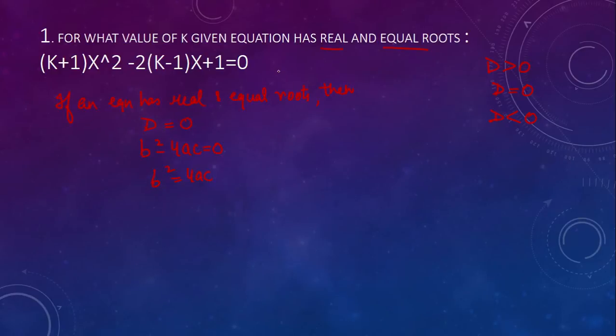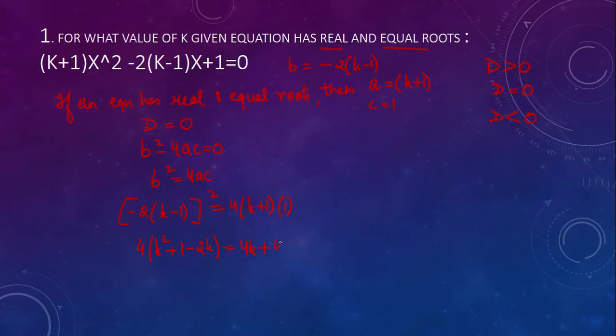Now in this equation, what is b? B is minus 2 into k minus 1. What is a? K plus 1. And what is c? 1. That's it. So now substitute, easy. Minus 2 into k minus 1 whole squared is equal to 4 into k plus 1 into 1. So this becomes 4 into k square plus 1 minus 2k is equal to 4k plus 4.